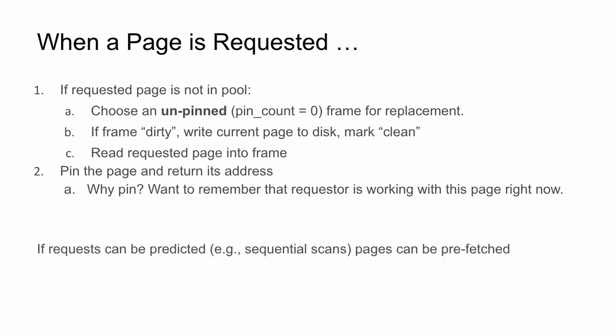All right, now one optimization you can do is if the request can be predicted, like if you know you're doing sequential scans of a page, you can actually prefetch some more pages. For example, if I've requested page 2 and I know I'm doing a sequential scan, well, maybe I want to prefetch pages 3 and 4 as well.